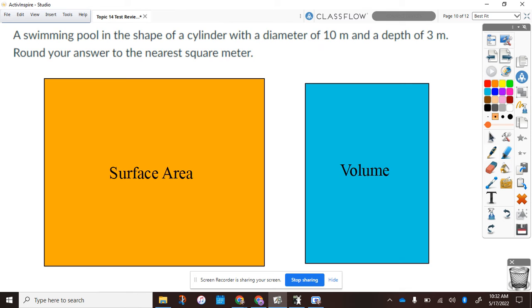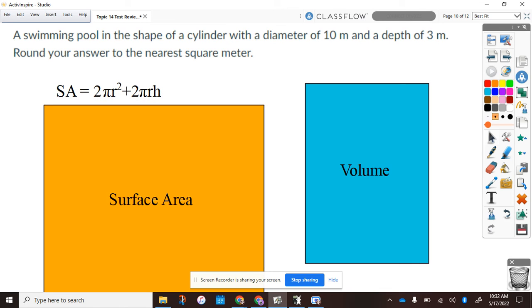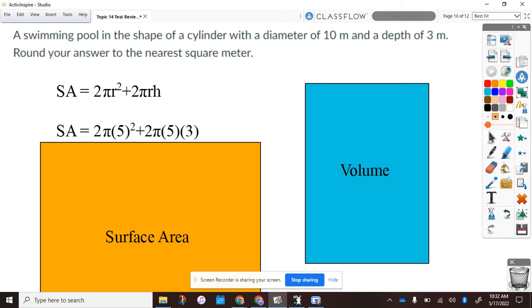Moving on to a swimming pool that is cylindrical. It's got a diameter of 10, so a radius of 5. And it's got a depth of 3, so that'll be your height. Round your answer to the nearest square meter, so that'll be rounding to the nearest whole number again. Surface area, total surface area, 2 pi r squared plus 2 pi r h. So 2 pi times 5 squared plus 2 pi times 5 times 3.